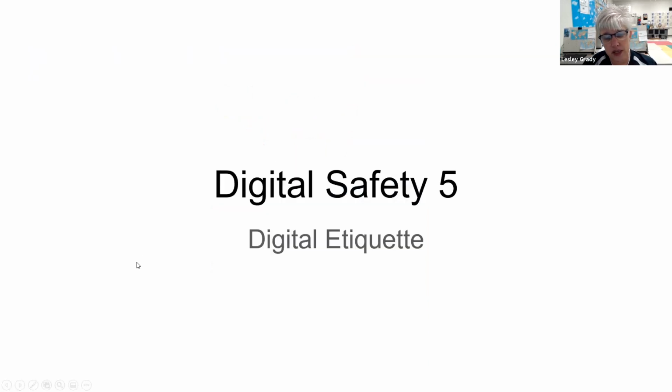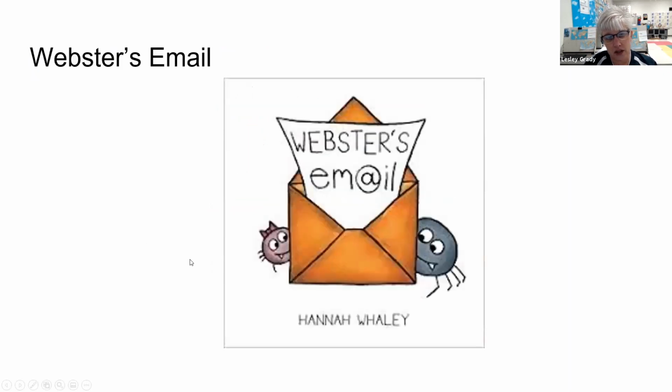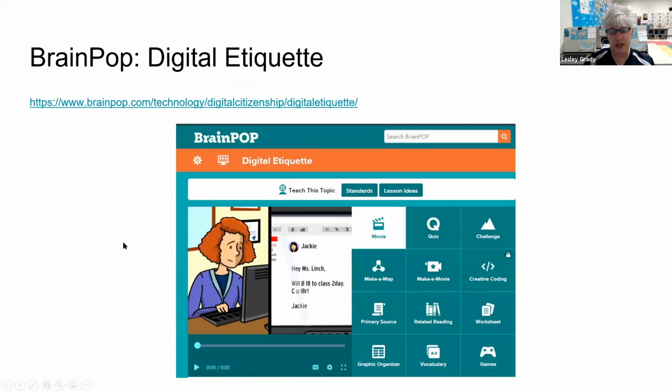And then, so our next one is digital etiquette. And this has to do with email. And this one really came up last year, and the year before, when we went online, and the kids were communicating through email. So we really had to work with what is good etiquette when online. So Webster's Email is a good one for that. There's a whole series of Webster books on digital safety for little ones, and it opens up a good conversation for that as well. BrainPOP has a good digital etiquette video as well.